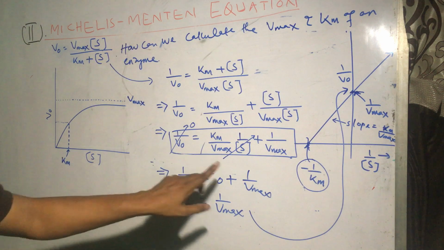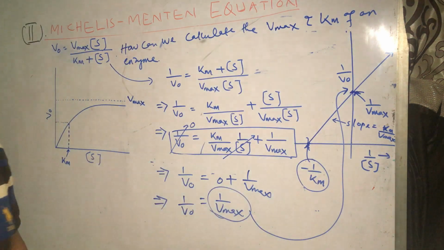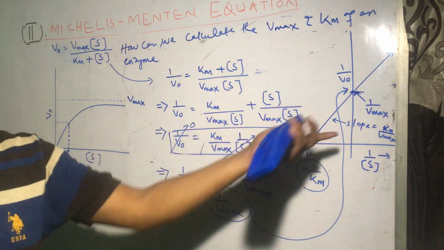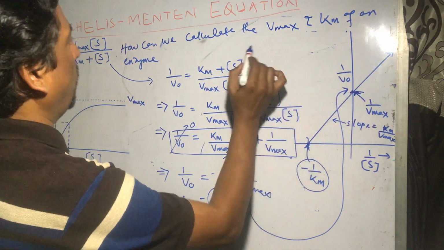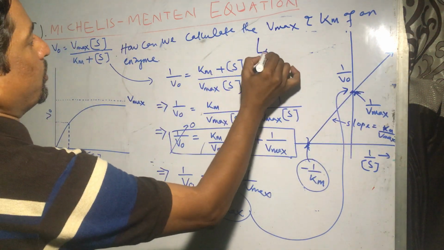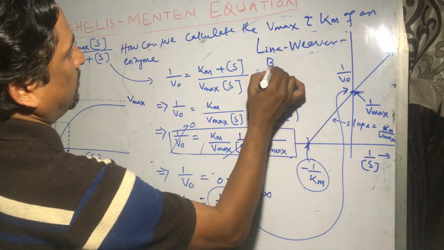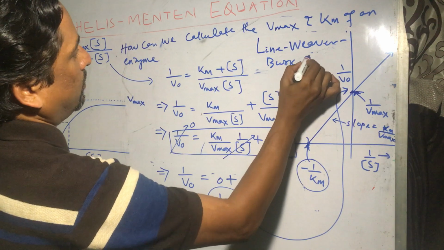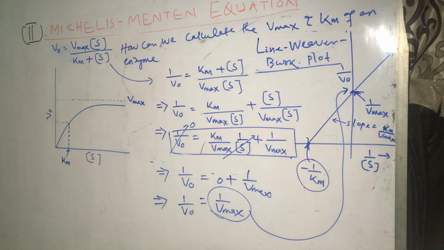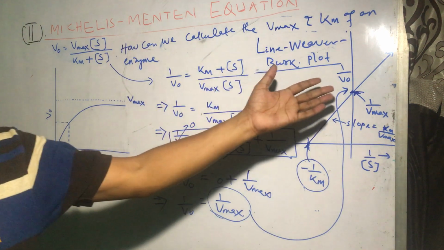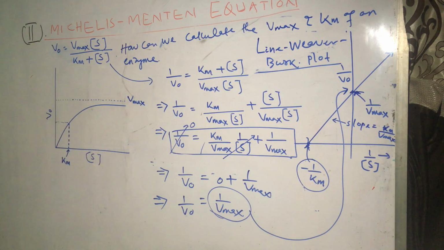Hence, by calculating the value of 1 by Vmax from a graph, we can calculate what is the value of Vmax. So this plot is otherwise called the Lineweaver-Burk plot. And this plot helps us to determine the Km and Vmax values for any enzyme which follows the Michaelis-Menten equation.